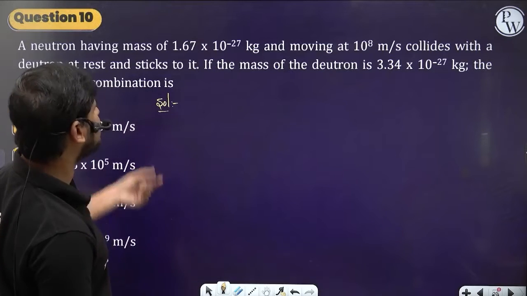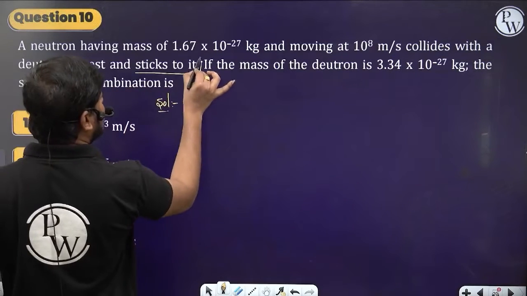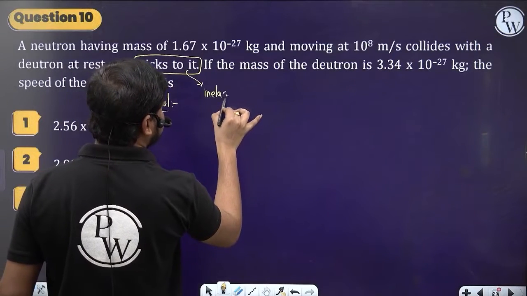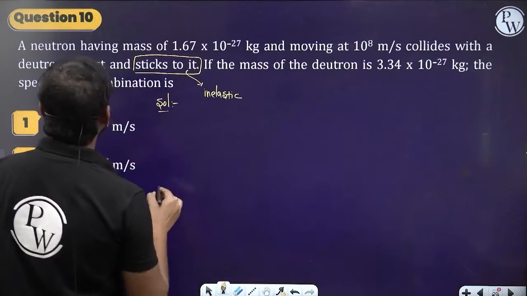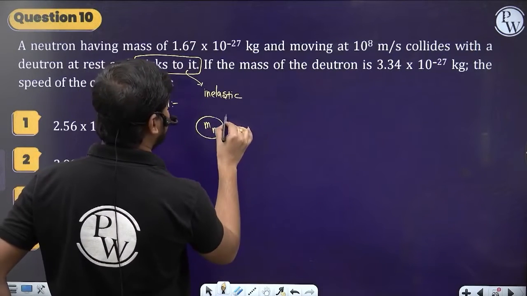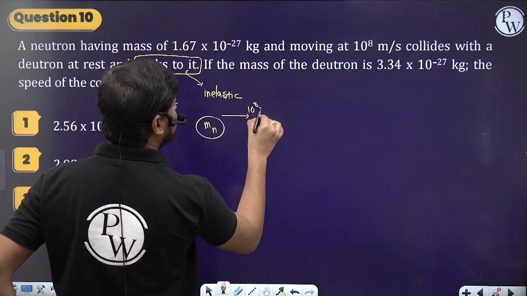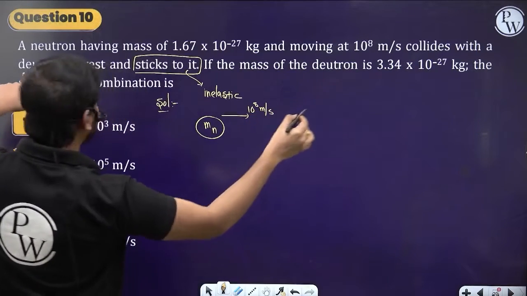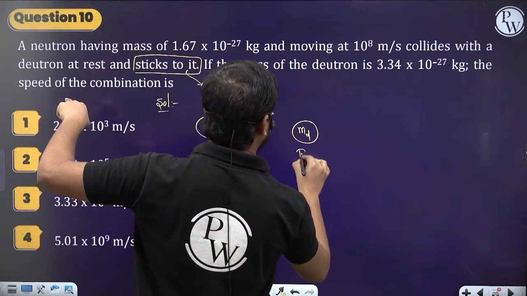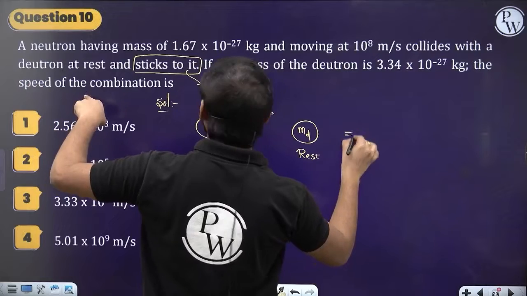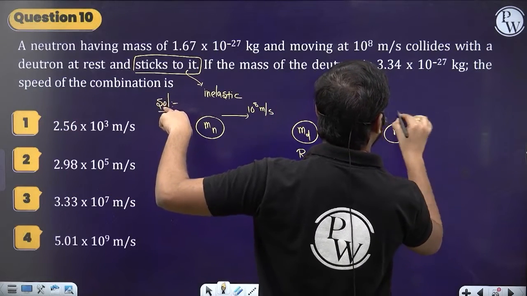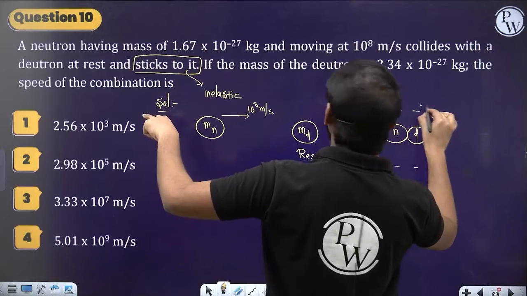So after the combination, see here, it first sticks to it. So a hint is given. What kind of collision is it going to be? The inelastic collision. So here is a neutron, which is moving at a speed of 10 to the power 8 meter per second, and it collides with a deuteron which is at rest. This is the mass of the deuteron, which is at rest. Then after collision they both move together, neutron and deuteron, with some common velocity v.